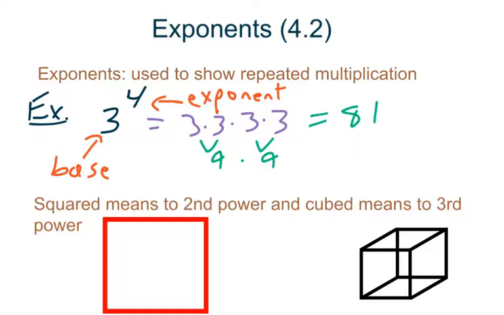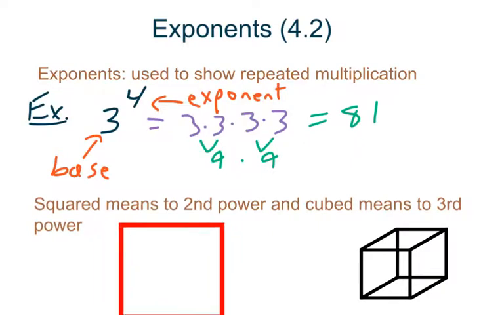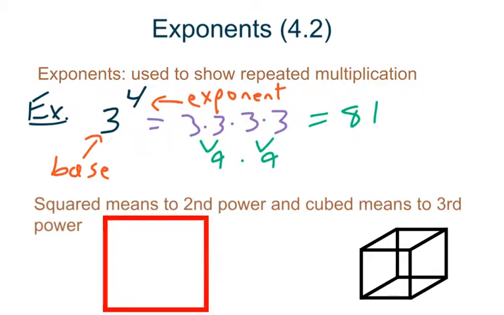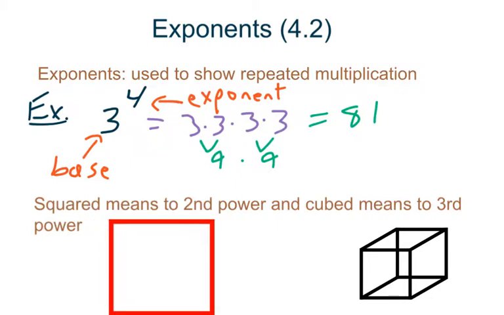Alright, and a square is going to mean to the 2nd power. So like 3 squared would mean 3 times 3. And just think the reason is because this has 2 dimensions. The square only has 2 dimensions, like length and width.